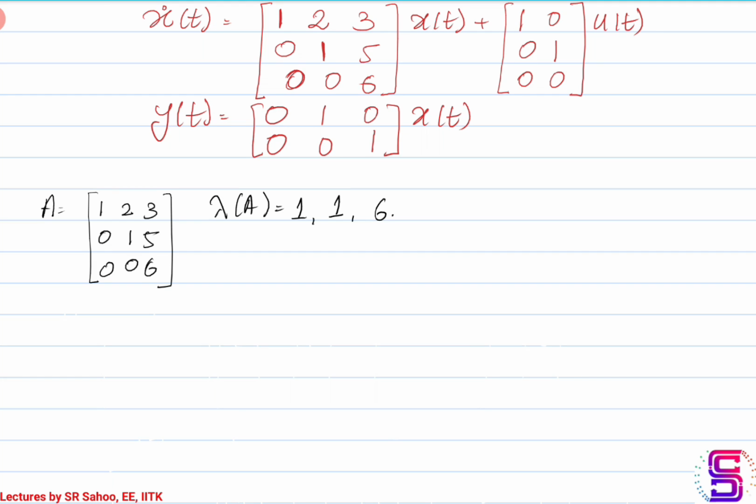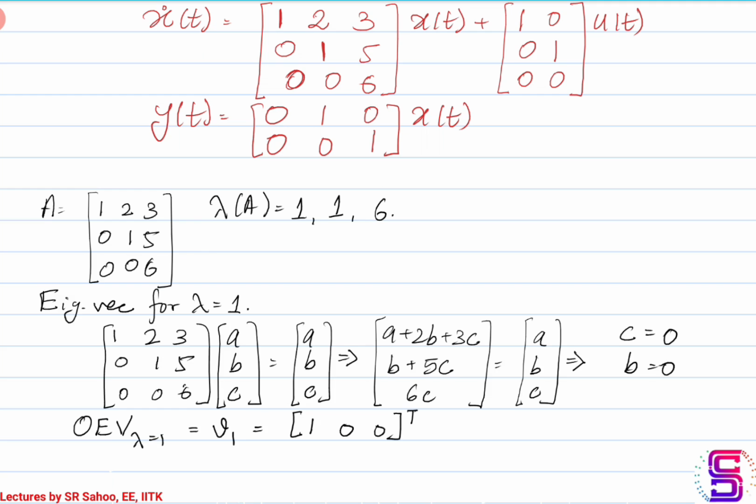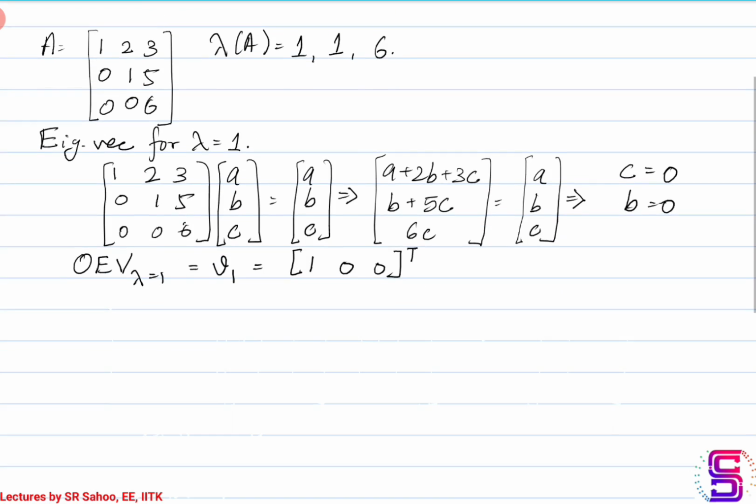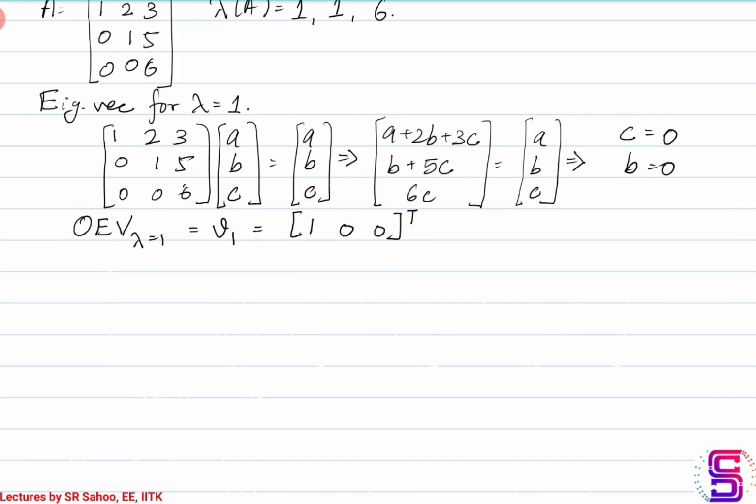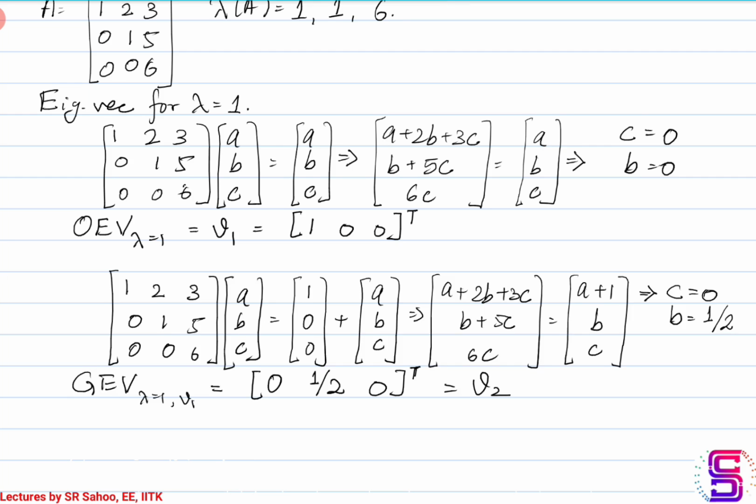So eigenvalue 1 is repeated twice and eigenvalue 6 appears once. For the eigenvector of lambda 1, if we compute the ordinary eigenvectors, there is only one, and all the ordinary eigenvectors are going to lie in the span of 1, 0, 0. So this is the ordinary eigenvector v1 that I choose. Since the eigenvalue 1 is repeated twice, the remaining eigenvector has to be a generalized eigenvector generated from v1 in this particular case. If I find the generalized eigenvector, it turns out that all the eigenvectors lie in the span of this. So this is what I have.